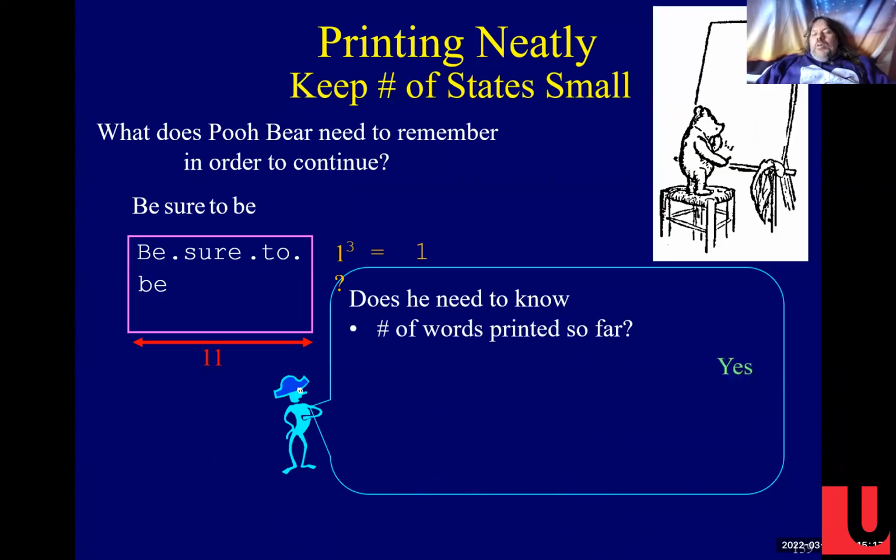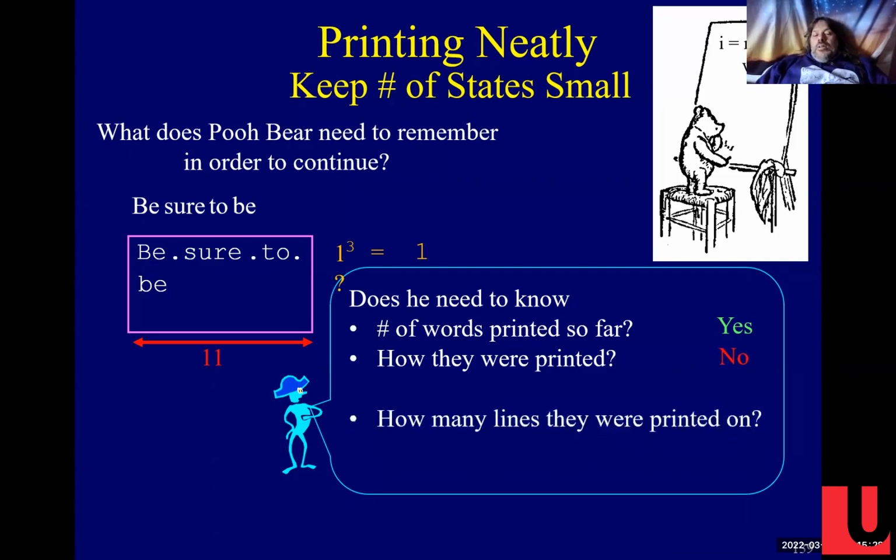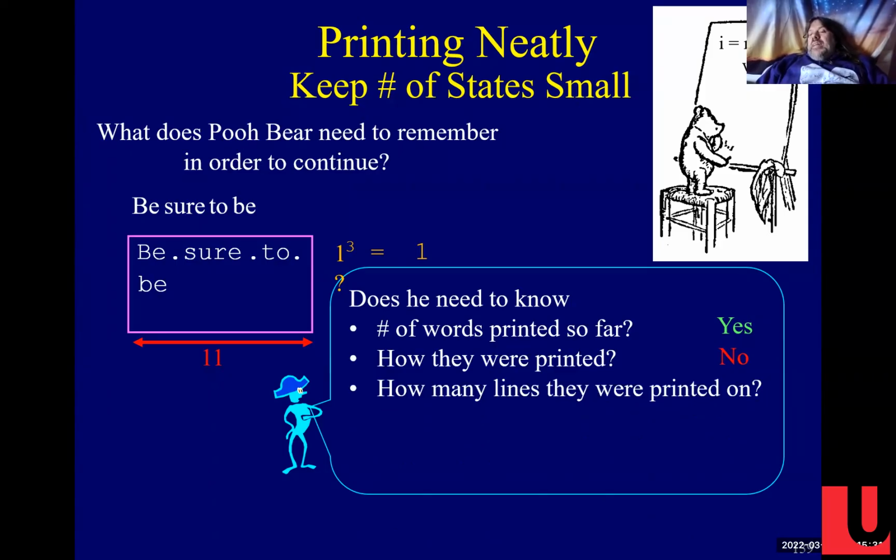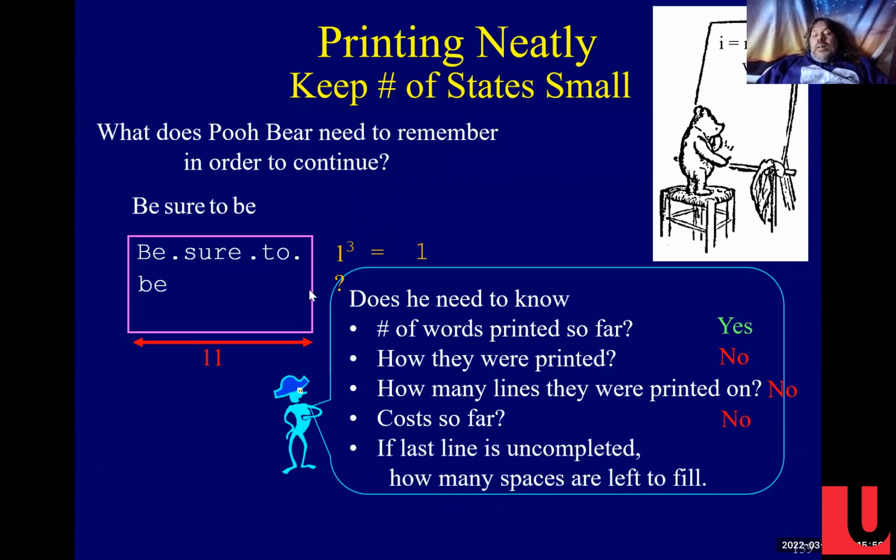Do we need to know the number of words printed so far? Yes. Why? So we can know what word to print next, right? Do we need to know how they were printed or what they cost? No. Do we need to know how many lines they were printed on? Well, you might say we have to know which line we're on, but in some ways we don't care which line we're on, right? Here's your question: do we need to remember the cost so far? No, right? What we do have to remember is our current line.